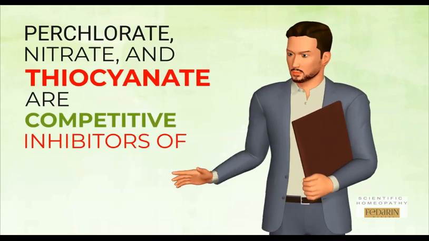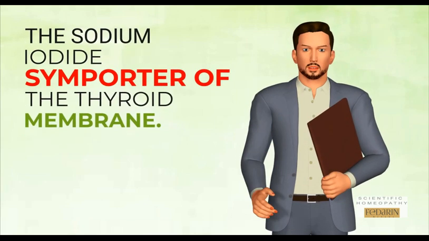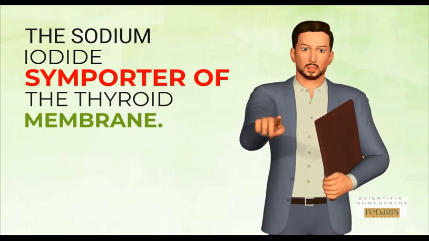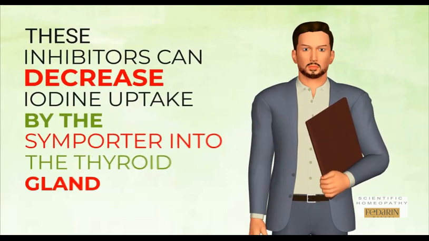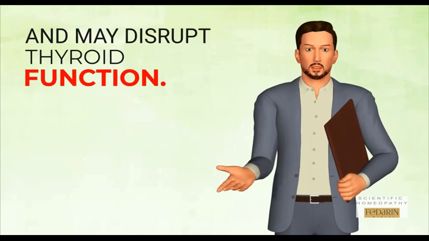Perchlorate, nitrate, and thiocyanate are competitive inhibitors of the sodium iodide symporter of the thyroid membrane. These inhibitors can decrease iodine uptake by the symporter into the thyroid gland and may disrupt thyroid function.